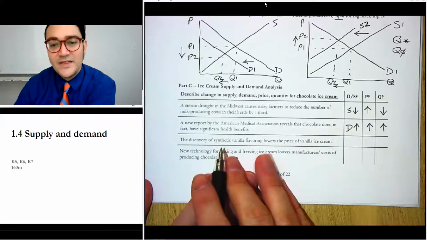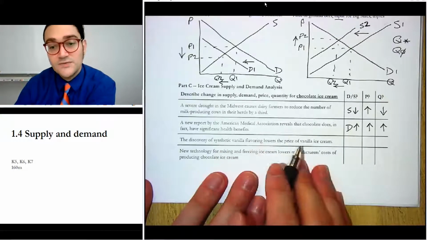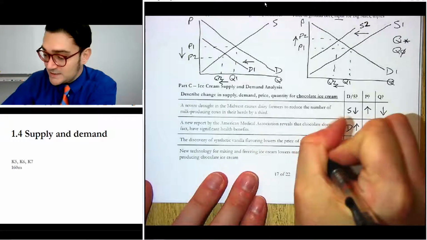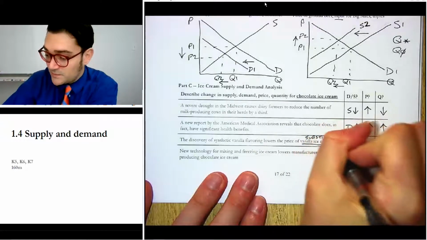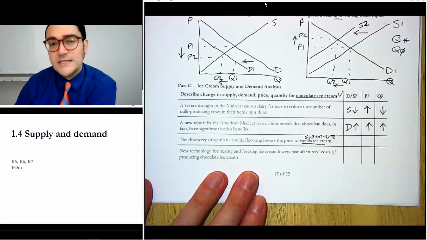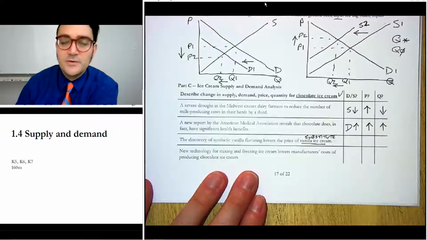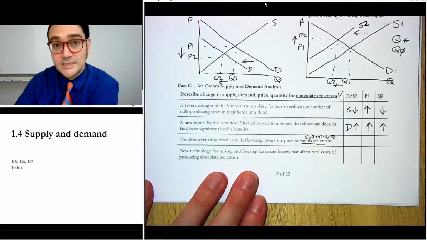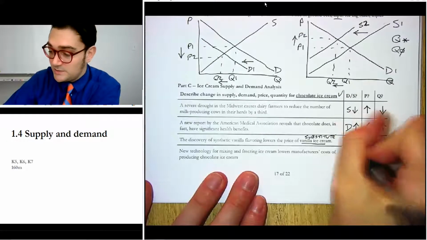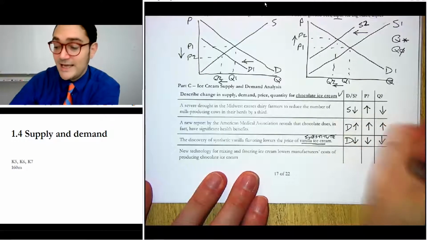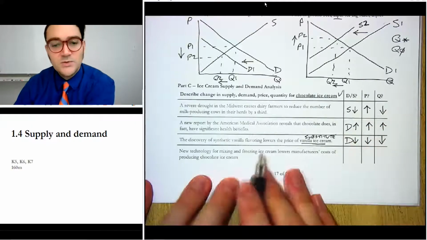The discovery of synthetic vanilla flavoring lowers the price of vanilla ice cream. Now, pay attention here. This is vanilla, and we can say that that is a substitute for chocolate ice cream. And so if vanilla ice cream is significantly cheaper now compared to chocolate ice cream, people are going to go buy the vanilla ice cream instead of the chocolate. And so we would expect for the chocolate ice cream there to be a decrease in demand, which would mean prices go down for chocolate ice cream and quantity goes down.